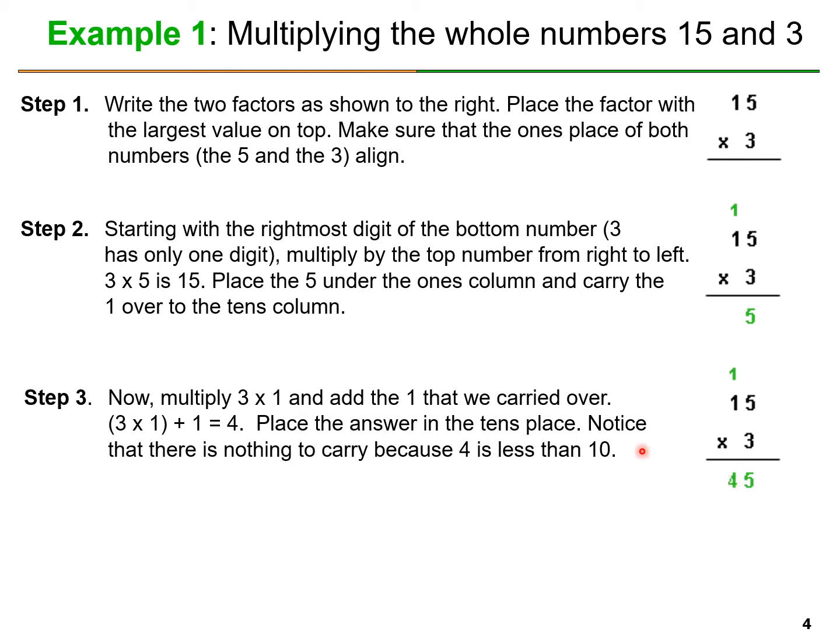Now notice that there is nothing to carry because 3 times 1 is 3 plus 1 is 4. 4 is less than 10. There is nothing to carry. But over here, when we multiply 3 times 5, we got 15. We had to write the 5 down and carry the 1. This time, 3 plus 1 is 4. 4 is less than 10, so there's nothing to carry.